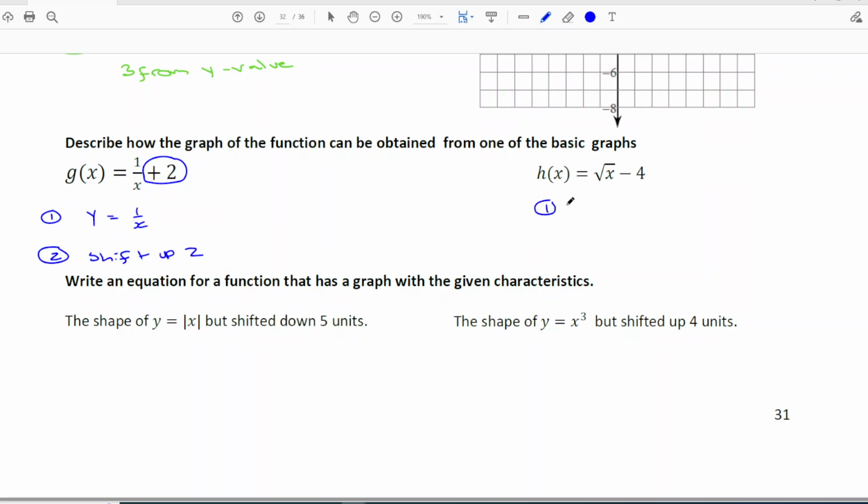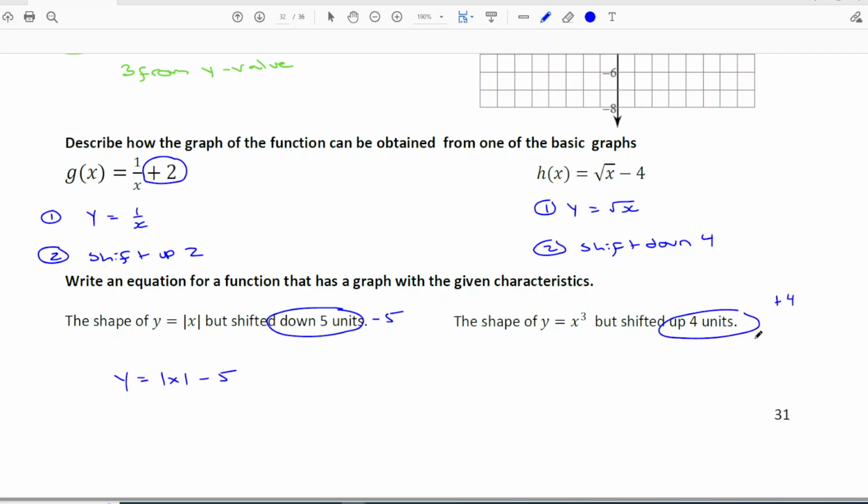This one, my base graph is going to be the absolute value of x. Where is it going to go? It's going to shift down 4. And then if you're going to find the equation of a graph, so if I'm going to shift this one down 5, that means I'm going to subtract 5, not in the bracket with the x, but outside. If it's going to shift up 4, it means I'm going to be adding 4. So I would have y equals x cubed plus 4.